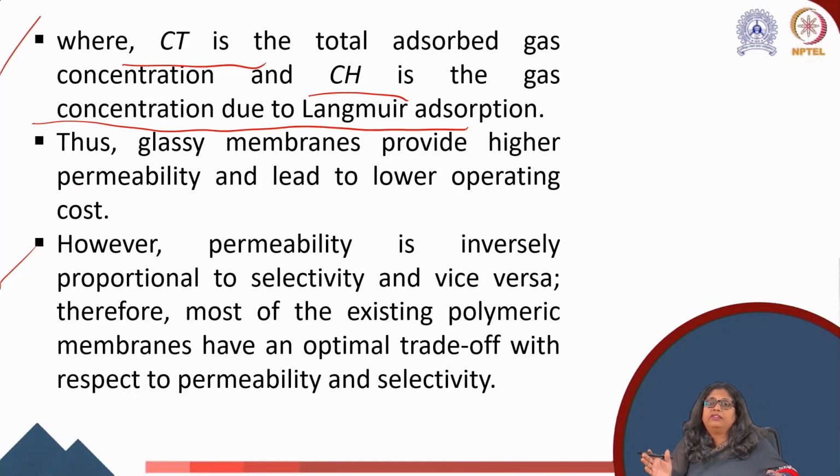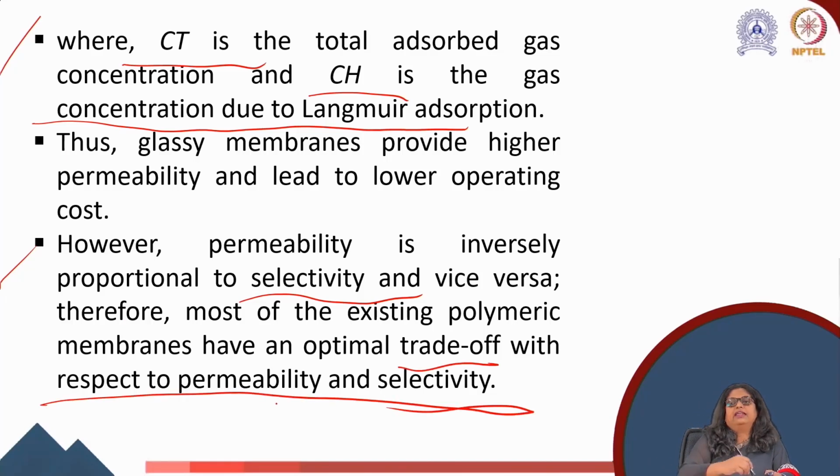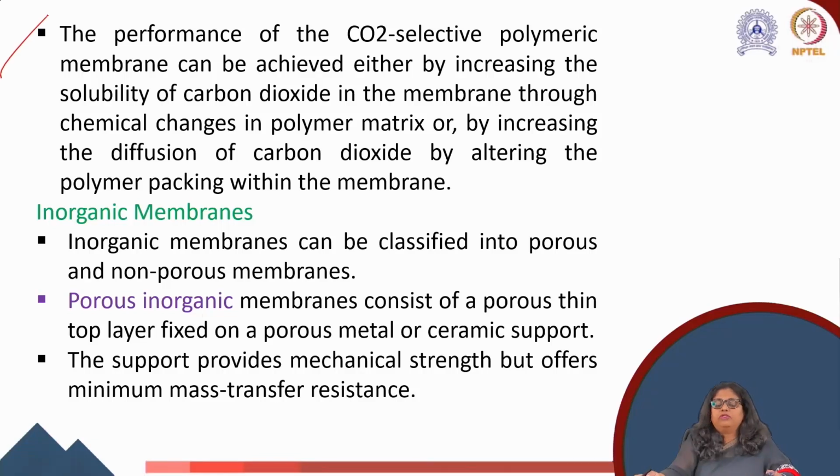However, permeability is inversely proportional to selectivity, and vice versa. Therefore, most of the existing polymeric membranes have an optimal trade-off with respect to permeability and selectivity. So the performance of the CO2 selective polymeric membrane can be achieved either by increasing the solubility of carbon dioxide in the membrane through chemical changes in the polymer matrix, or by increasing the diffusion of carbon dioxide by altering the polymer packing within the membrane.